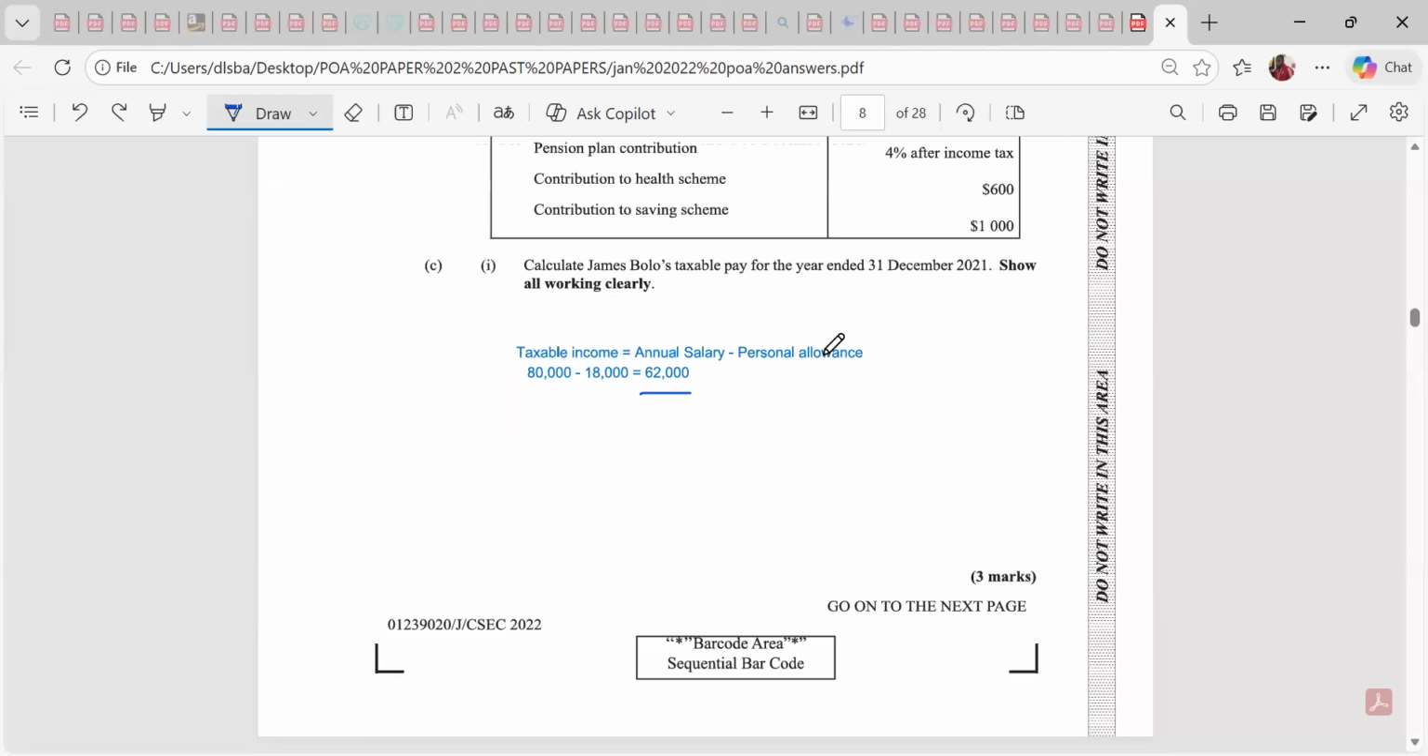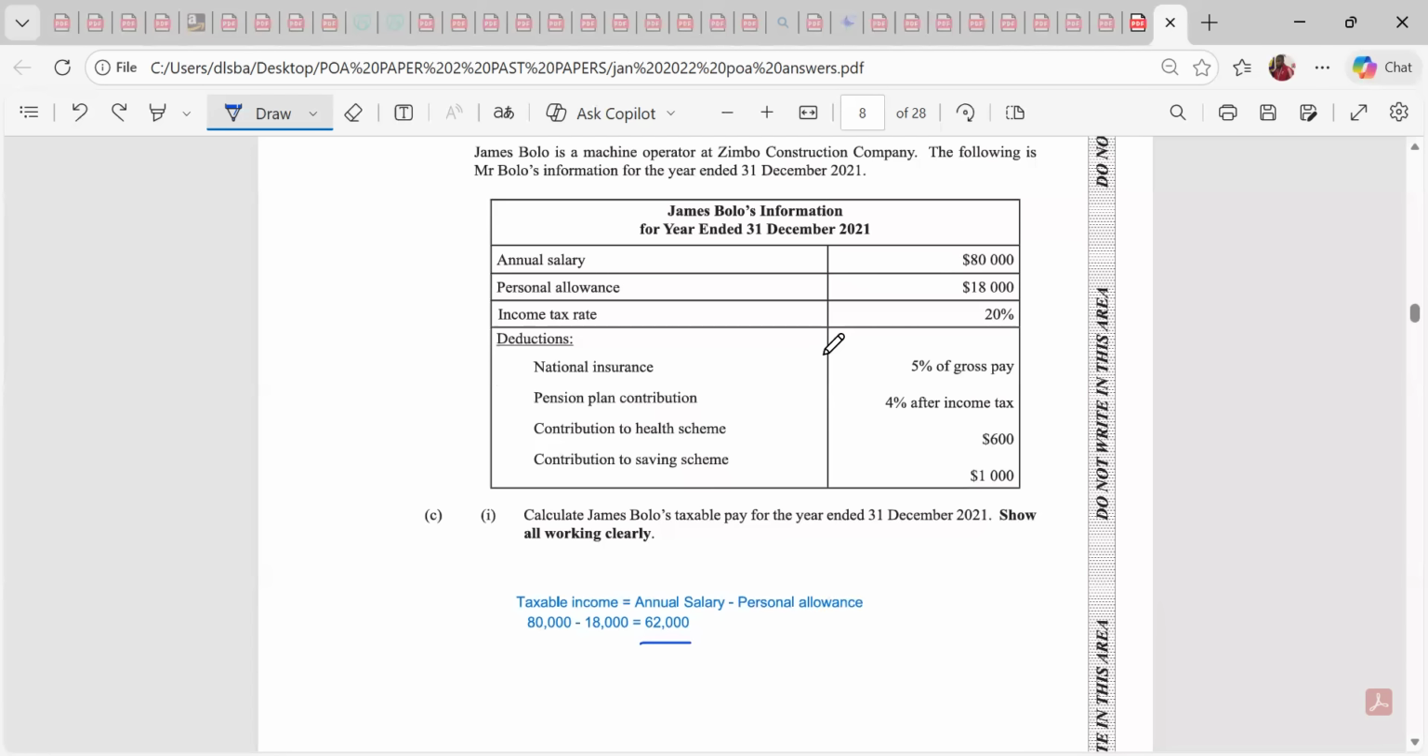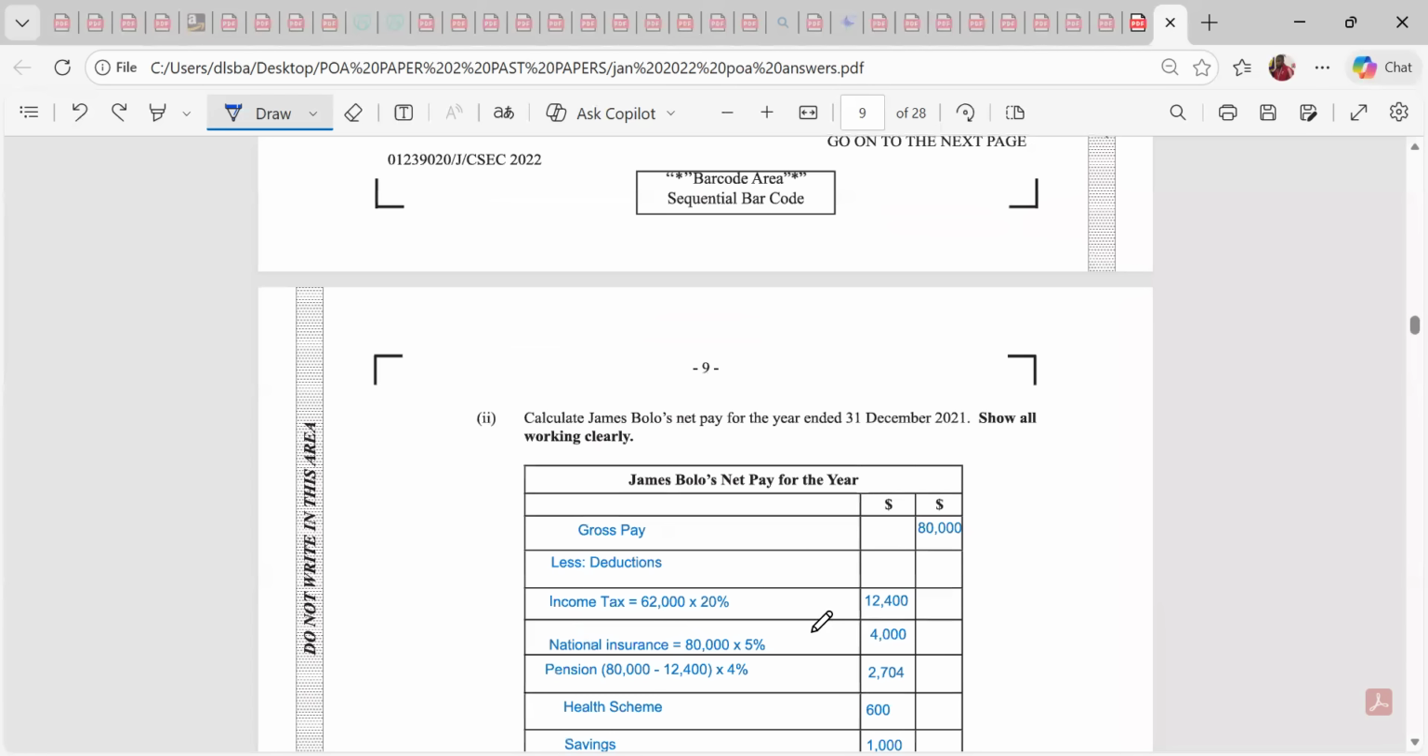Then we have the national insurance, and basically how to calculate these things, it's just doing whatever the question tells you to. They say it's 5% of gross pay. My gross pay is 80,000. So my national insurance will be 80,000 multiplied by 5%: 4,000.